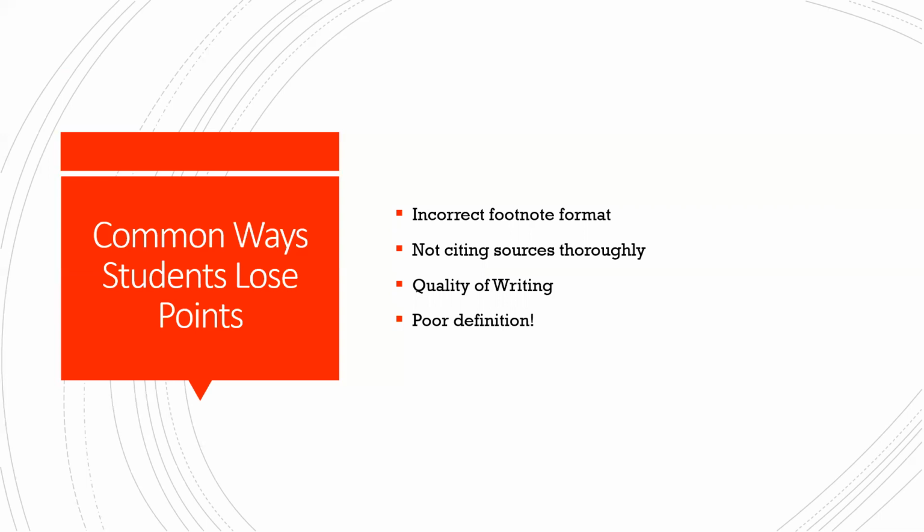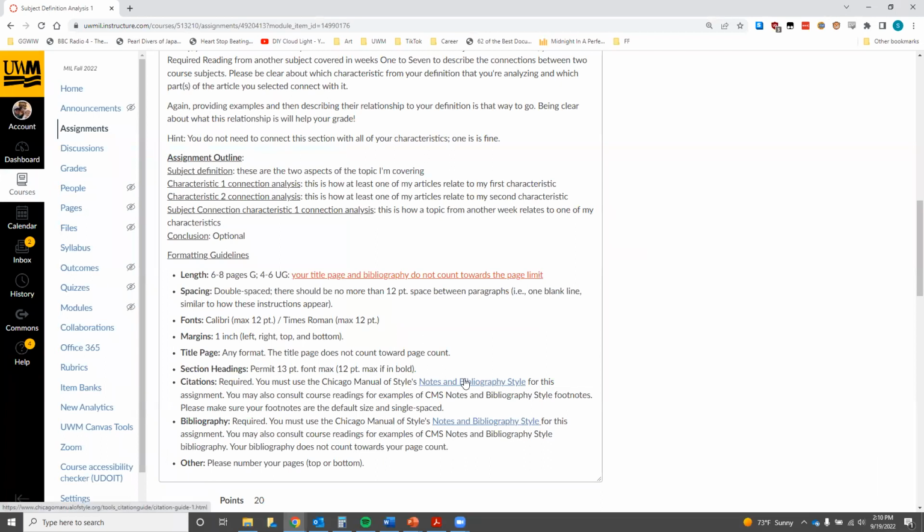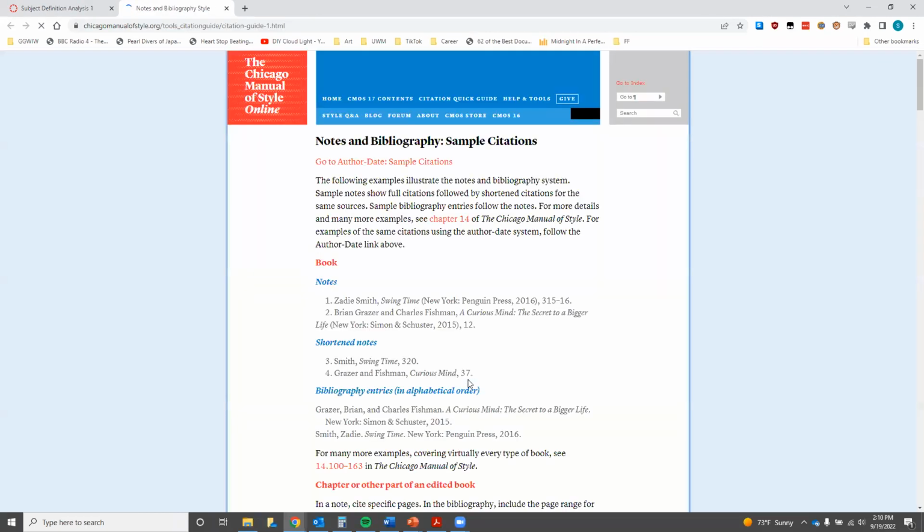The first one is incorrect footnote format. I have an example of what your footnotes should look like in the subject definition analysis assignment. If you go down to citations and click on the notes and bibliography style link, it will take you to an example of what your footnotes should look like.